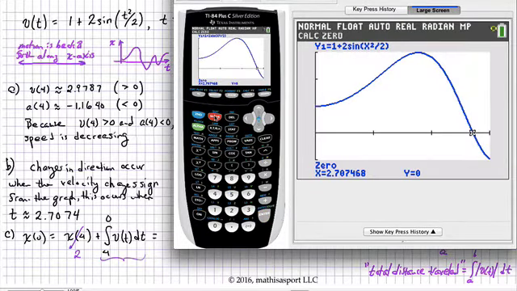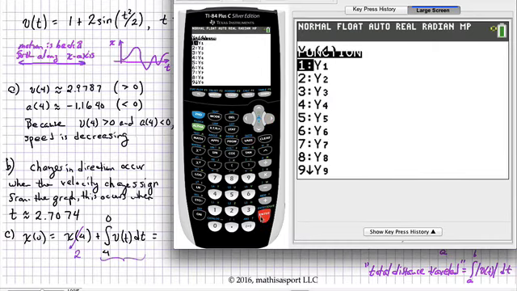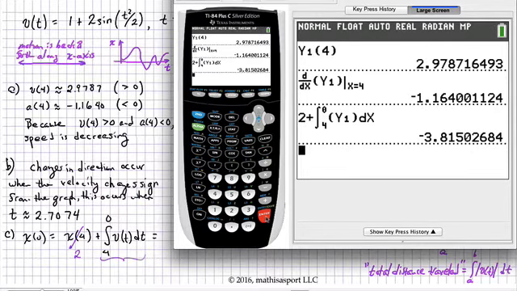So what we want is, we want to start at 2. We want to add to that the integral from 4 to 0 of the velocity function, which again I can reference indirectly as y1. And that's my final answer, negative 3.8150.